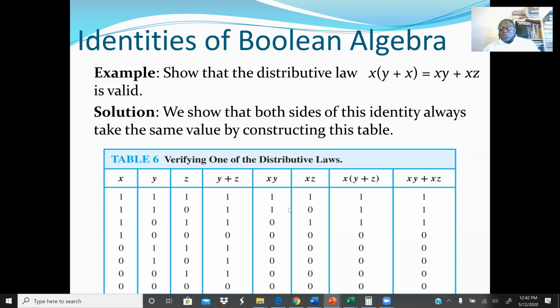So xy plus xz: 1 plus 1 is 1, 1 plus 0 is 1, 0 plus 1 is 1. Then the rest 0 plus 0 throughout. So when we look at the answers here, we can see that they are the same. The output is the same. So this means x times (y plus z) is the same as xy plus xz. It's the same.